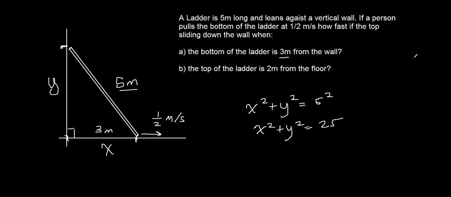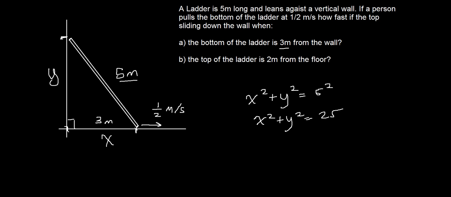Now, what we might want to do in this case, if we take the derivative of both sides with respect to time, we'll be able to plug in the derivative of x with respect to t, because we know that is 1 over 2 meters per second. So let's take the derivative of both sides. d over dt of x squared plus y squared equals d over dt of 25.